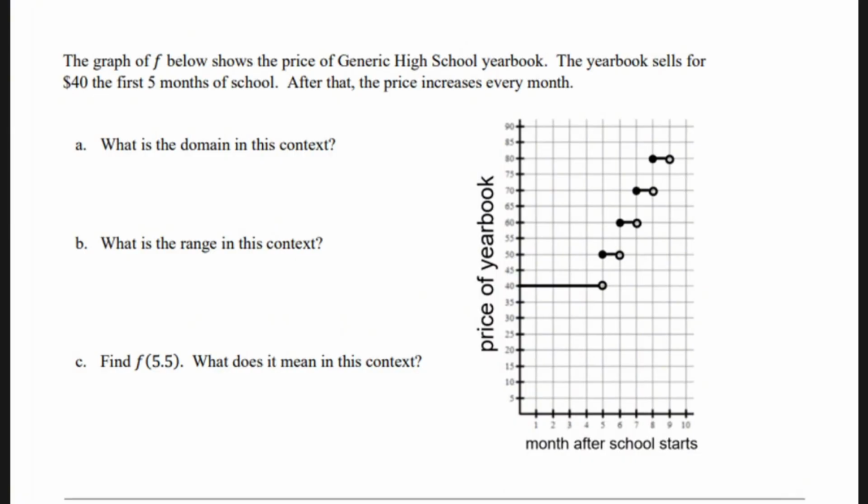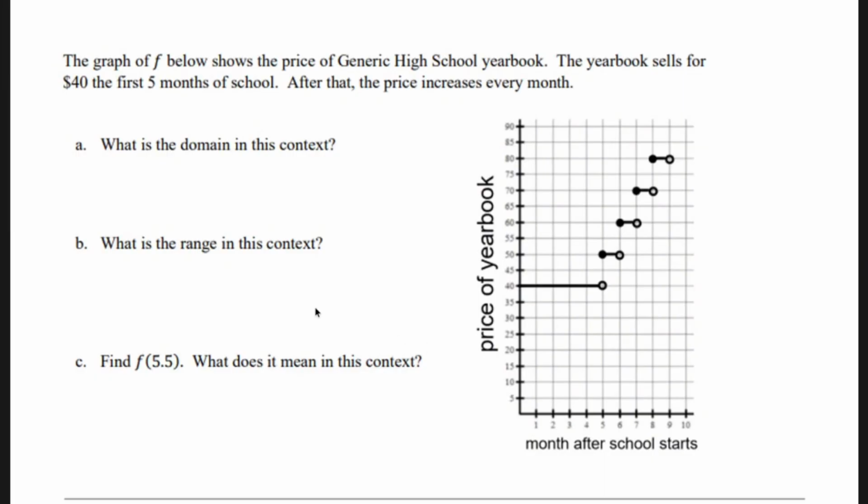The yearbook sells for $40 for the first 5 months of school. After that, the price increases every month. So we are given this step function. So the first 5 months we're at $40. Then from the 5th to the 6th month, we're now at $50. Then $60 for a month, and then $70 for a month, and then $80 for a month. That's what this means. At no time does this yearbook cost $40. At no time do we go beyond the 9th month.